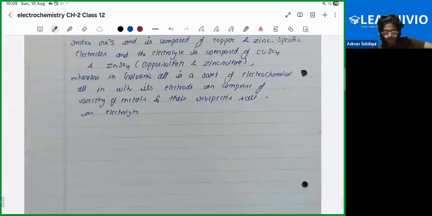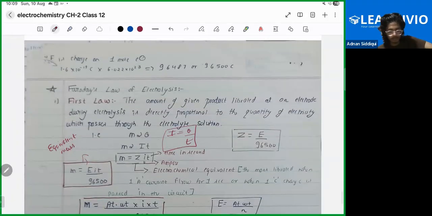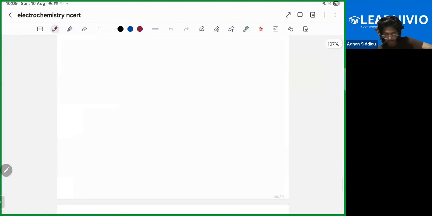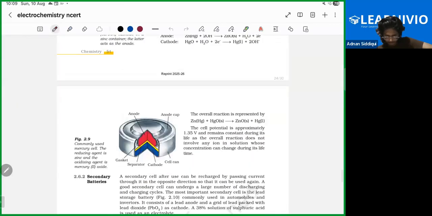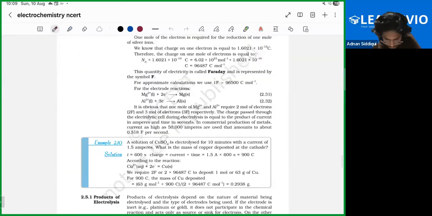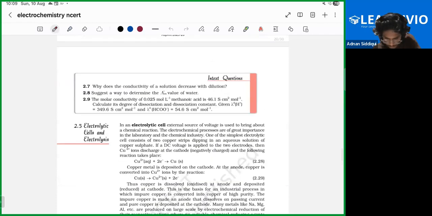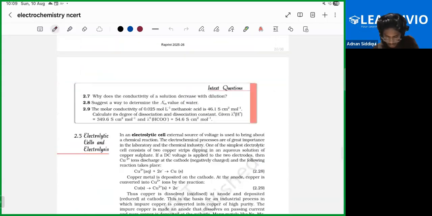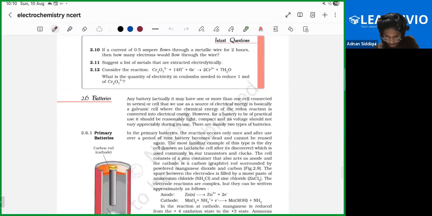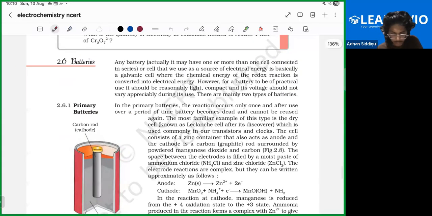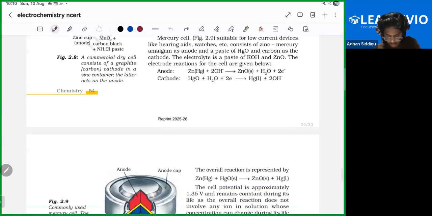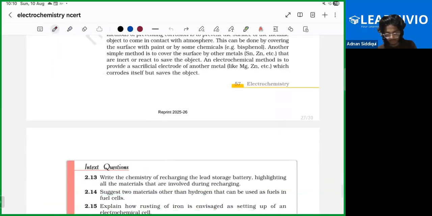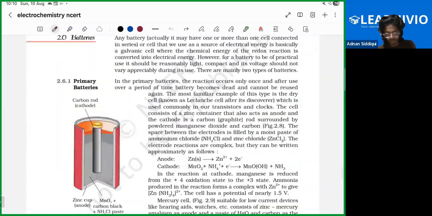Yes, sir. So there are some miscellaneous topics as well that we need to take up. This is some theoretical portion that we have to directly read. What are batteries? What are fuel cells? What is corrosion? So let us go through this as well.